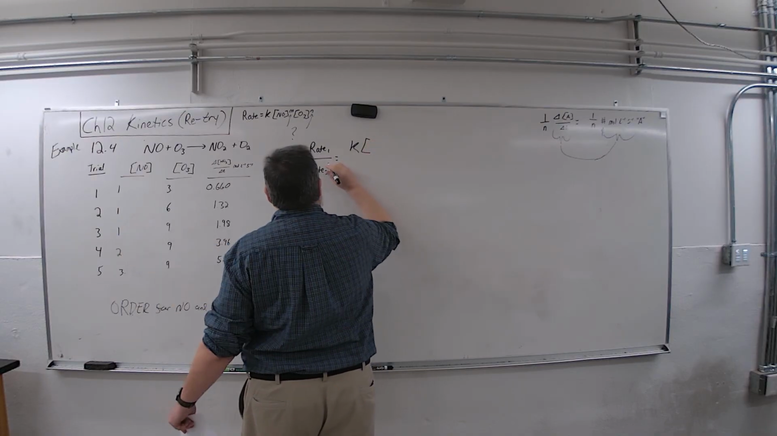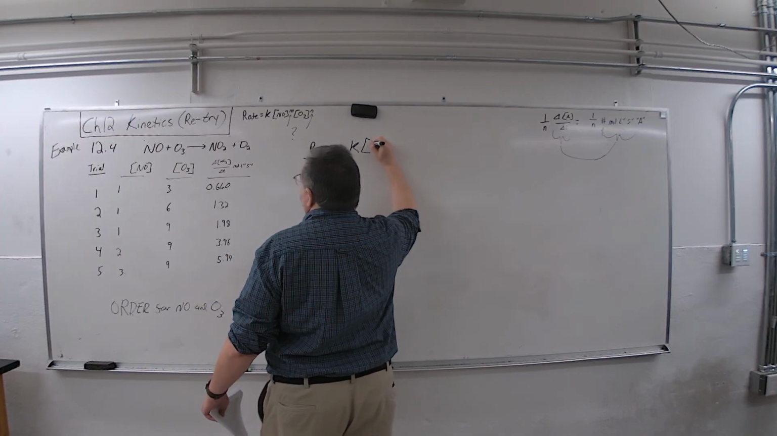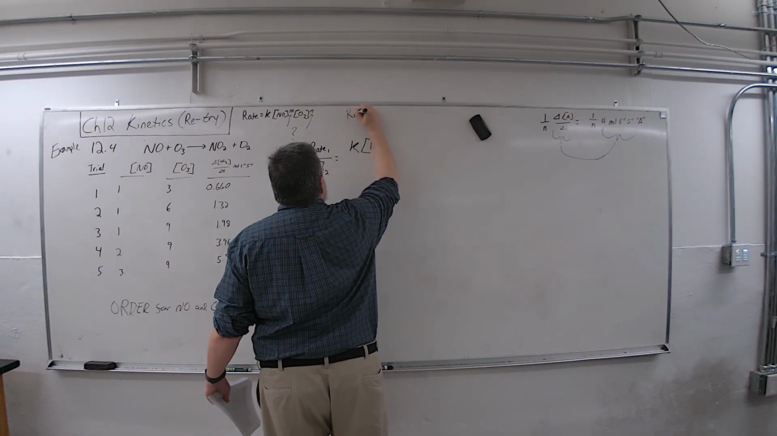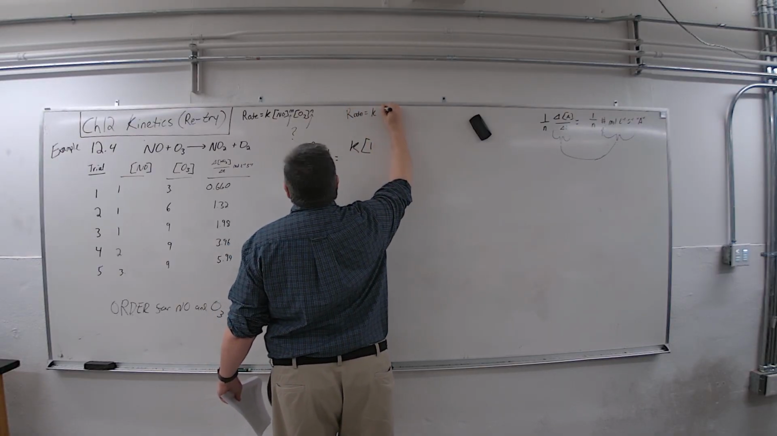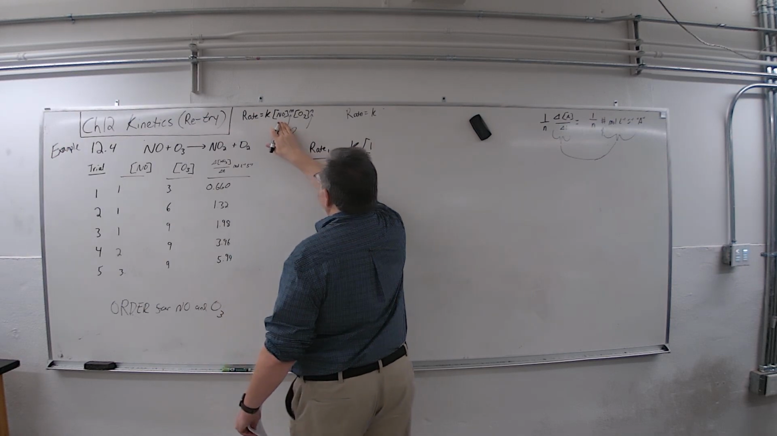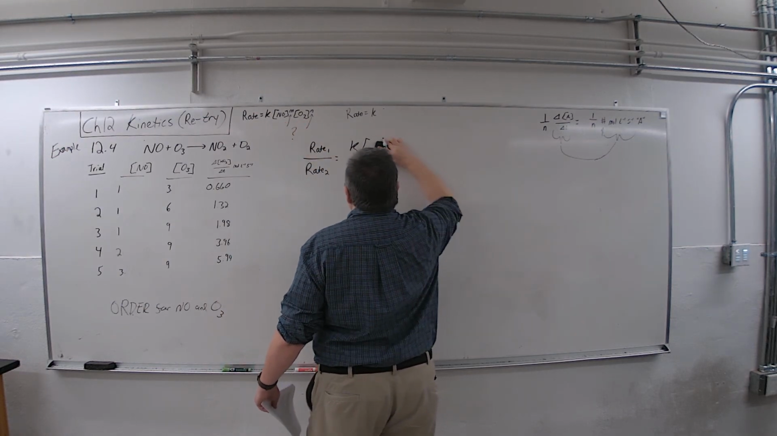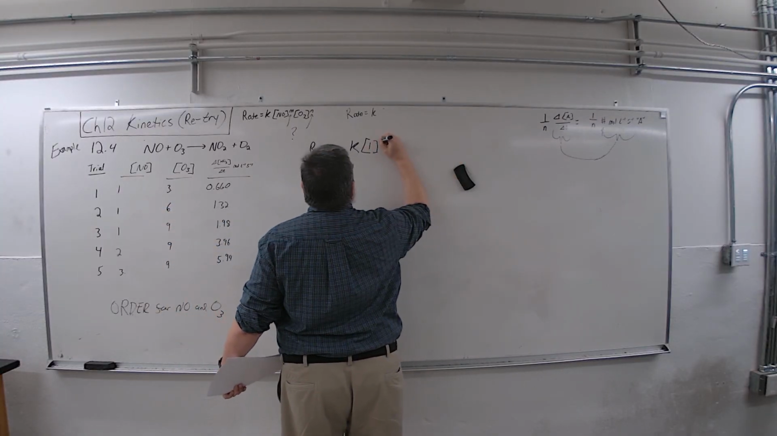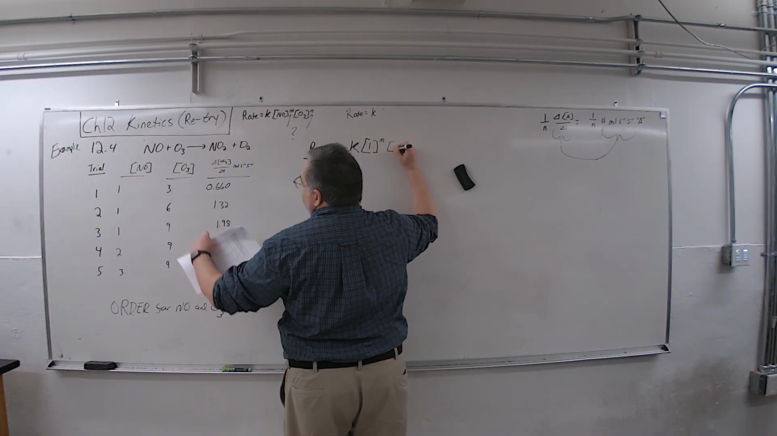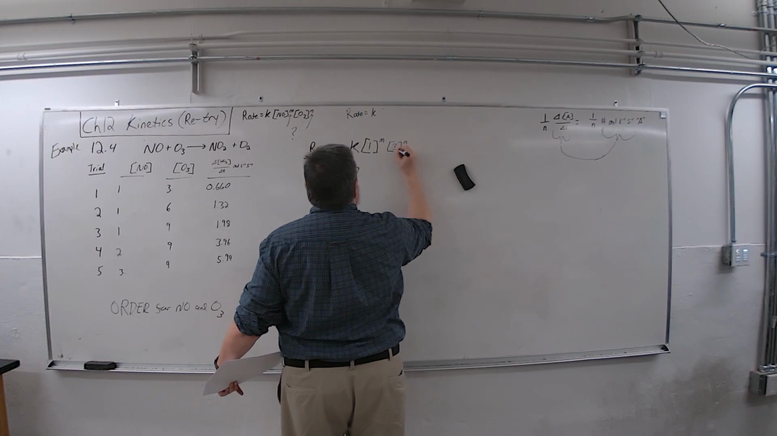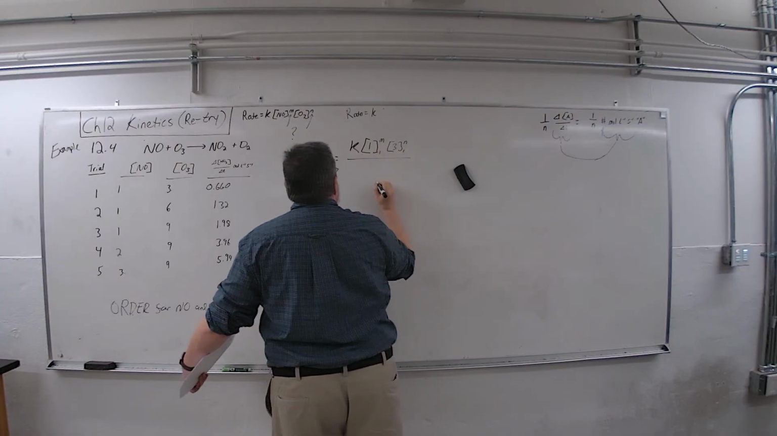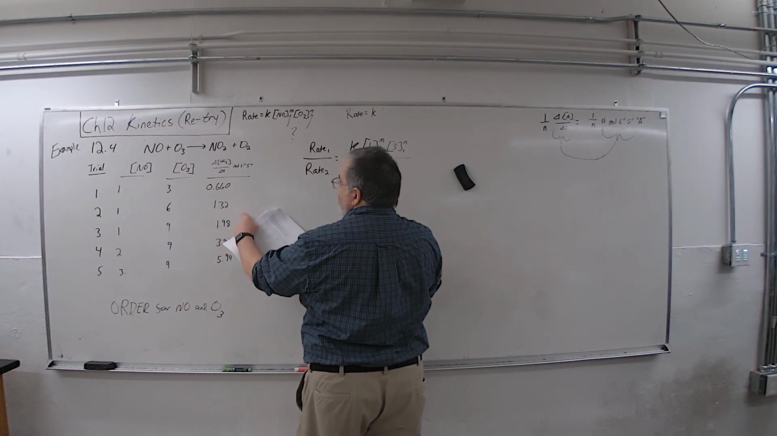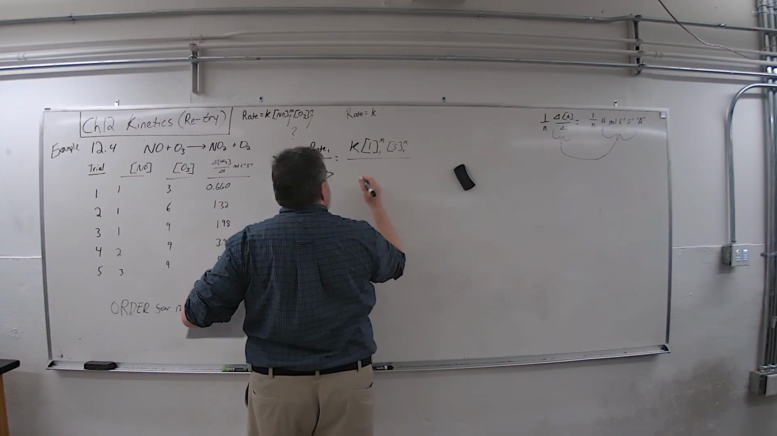I'm going to do trial 1 and 2 here. Concentration of NO. I've got it right here. So I'm going to do NO first, and NO and O3 second. So NO is 1 to the M, and O3 is 3 to the N. I got those from 1 and 2. This is rate 1 and this is rate 2. So now I'm going to do 1 and 6.